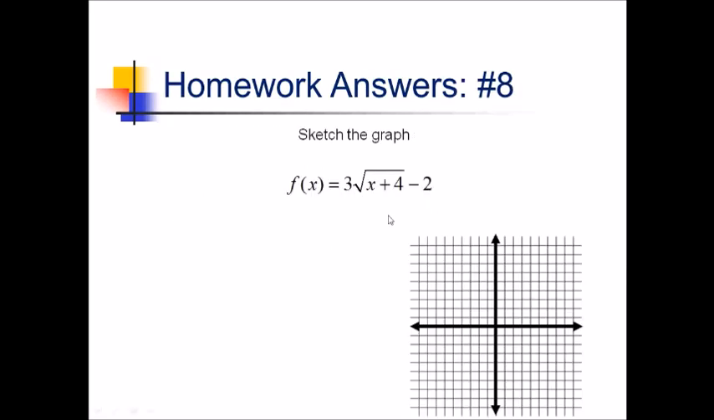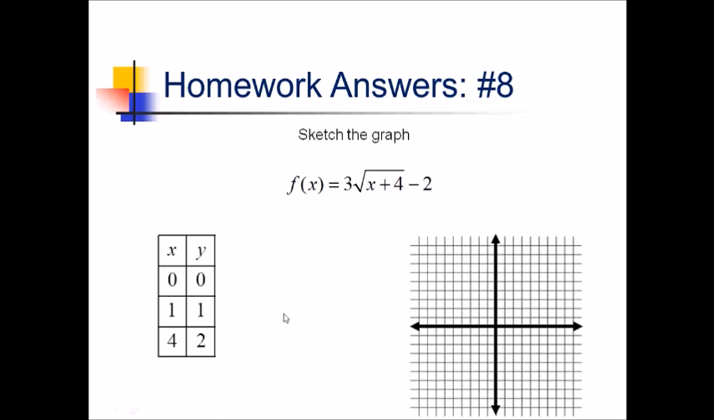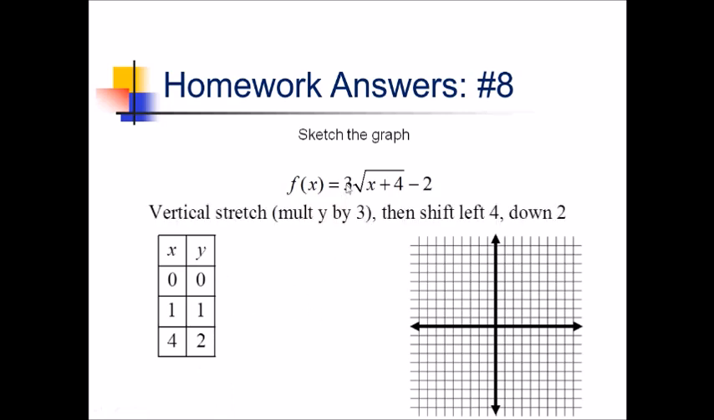On number 9, we've got a square root to transform. Here's the original table. And on this one, we're doing a few things. This 3 outside here is giving us a vertical stretch, so we're multiplying y by 3. Inside, we're going left 4. This plus 4 means we're actually shifting left 4.